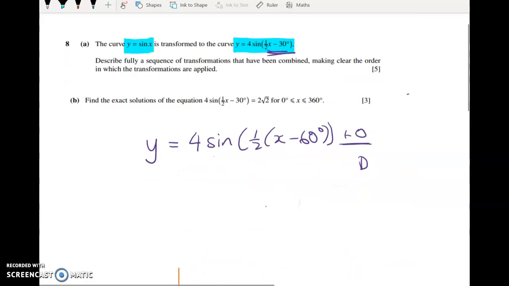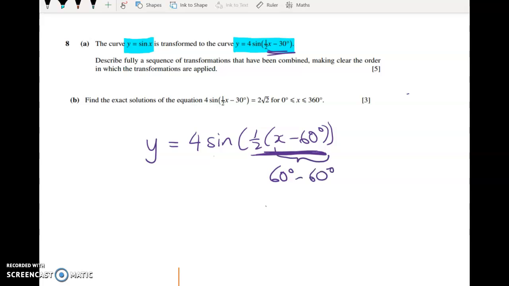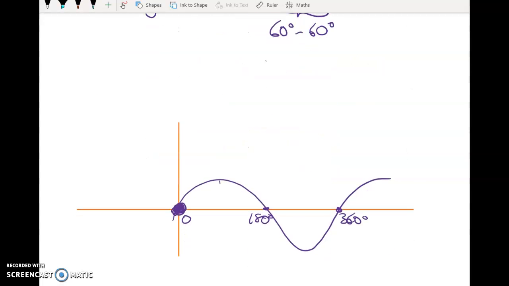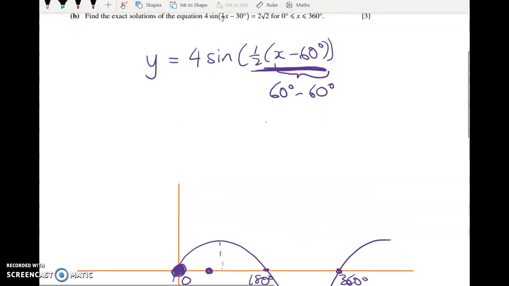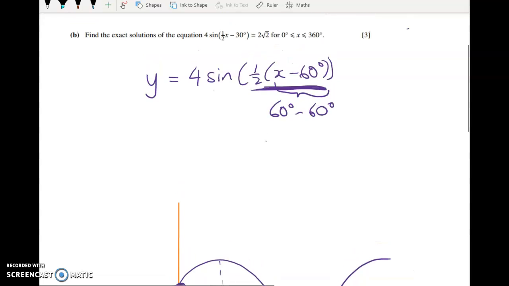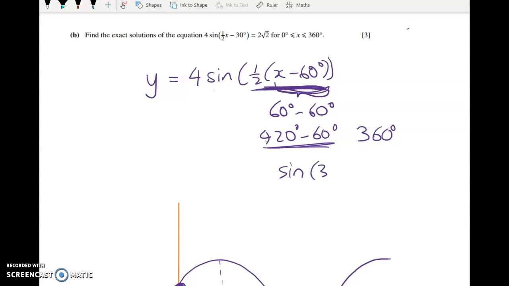So if I look at the function written in the second way here, in my rewrite, what I can see straight away by writing it like this is that when x is equal to 60 degrees, this thing here is going to give me 0. And that means that that's what my horizontal shift is, because it's not 30 degrees. 30 degrees is not any kind of thing. 60 degrees is where I'm going to get back to 0 in here. And then again, at 420 minus 60, I'm going to get back to 360. So sine of 360 is 0.